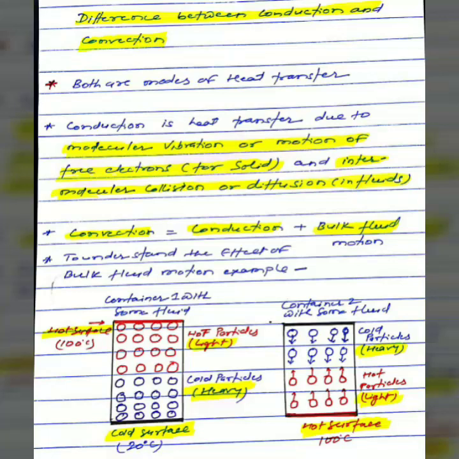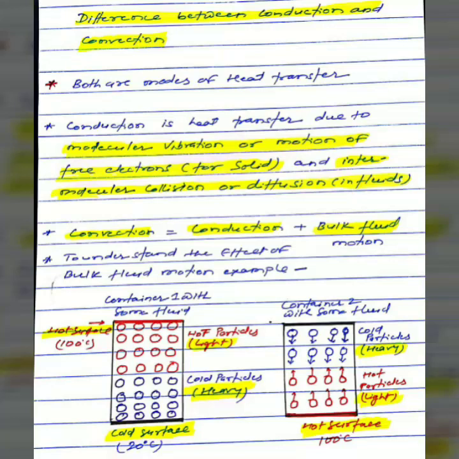So here we are going to discuss the difference between conduction and convection. Both are modes of heat transfer, but there are some differences between these two heat transfer modes. First, as per the definition, conduction is heat transfer due to molecular vibration or motion of free electrons in case of solids, whereas in case of fluids, it is due to molecular collision or diffusion.